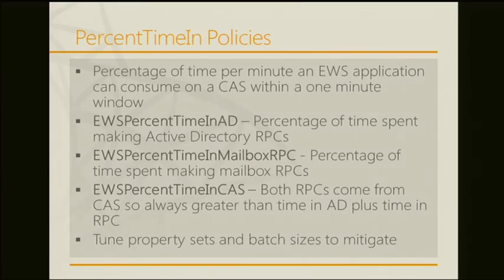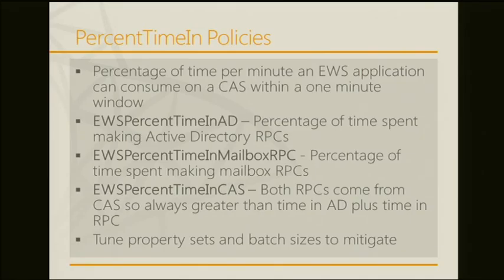So this percent time in CAS is kind of an aggregation of both of these. It's always going to be greater than these two values. And so when you see the values in the policy setting results, keep in mind that they're a percentage of time within a minute. So you're going to take 60 seconds times whatever percent value is in these settings to calculate how many seconds within any given minute you would have.